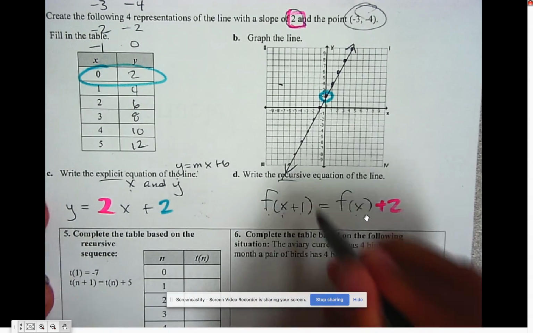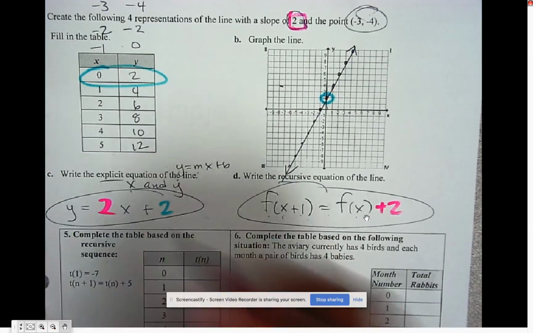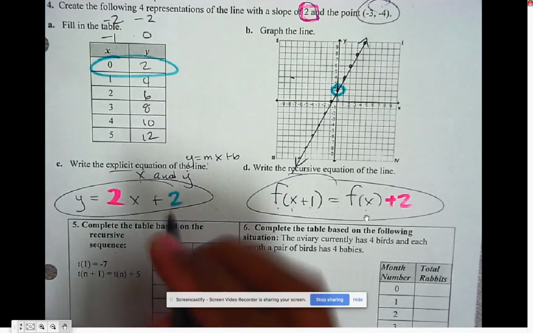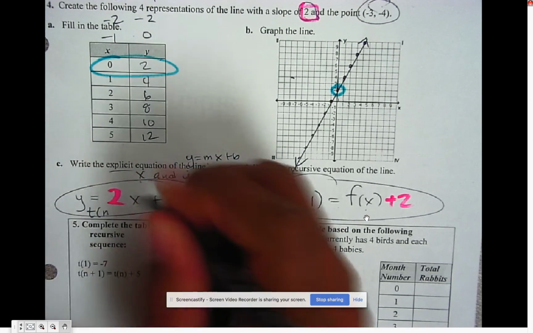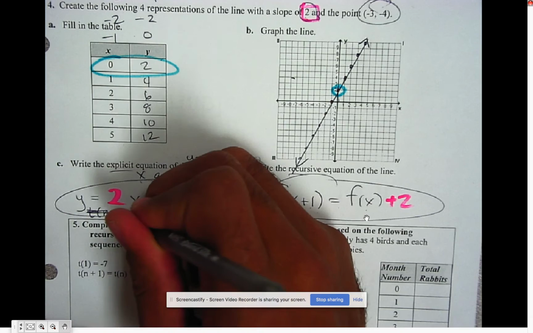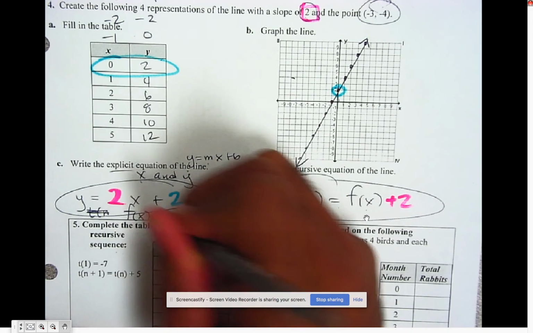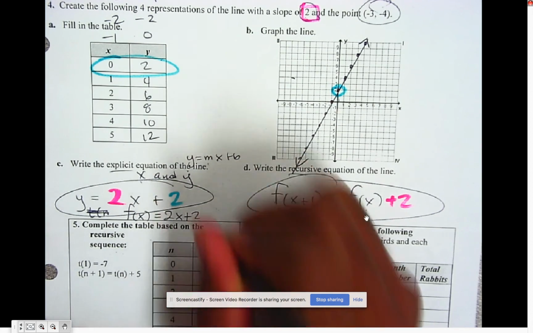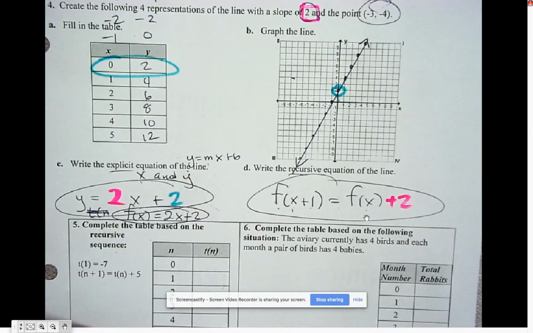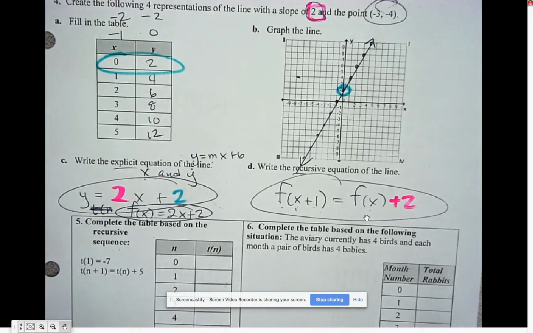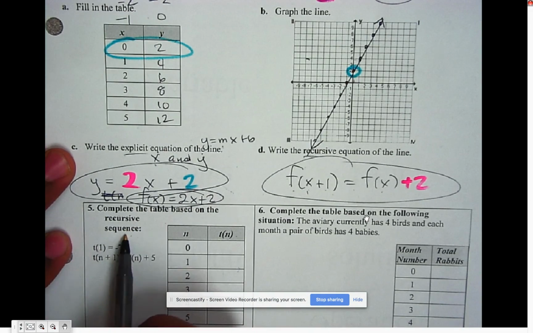Okay, so there's your recursive equation, explicit equation. Okay, and you could write this as t of n if you'd like, or actually let's do it as f of x. I'll show you the difference. So this could be f of x equals 2x plus 2. So you can write it that way as well. It's the same thing.